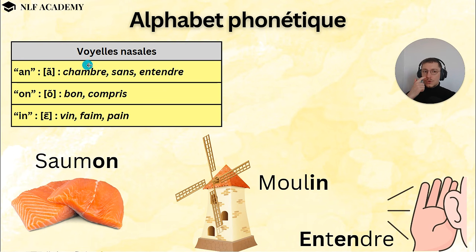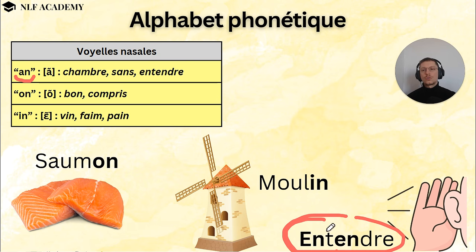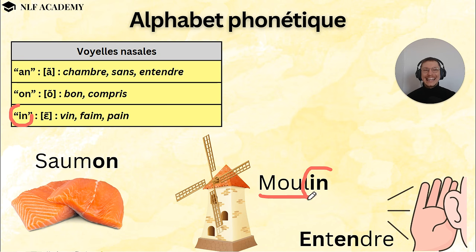Then the nose vowel I was telling you about. En comme entendre, to hear something. Entendre. On comme saumon, saumon. Un comme moulin, moulin. Très bien.